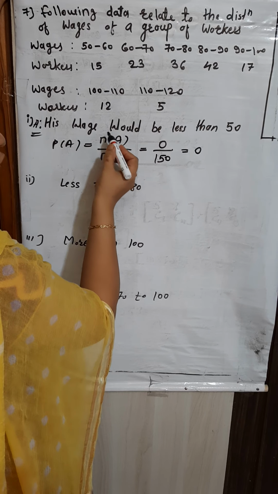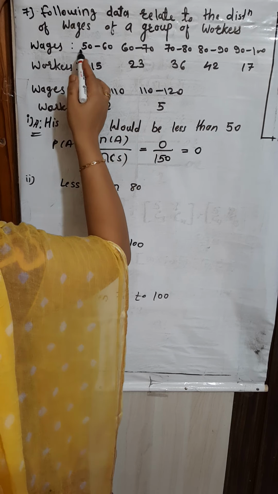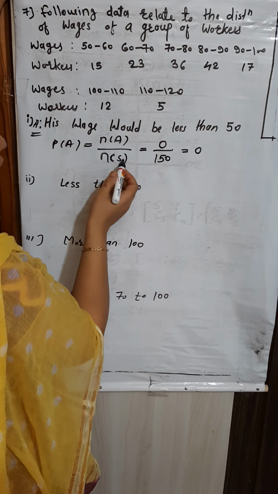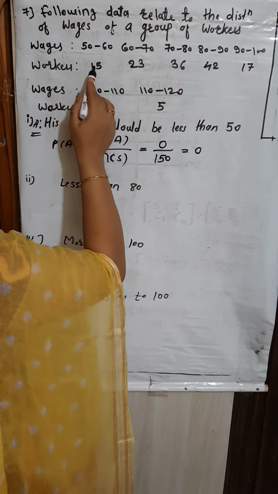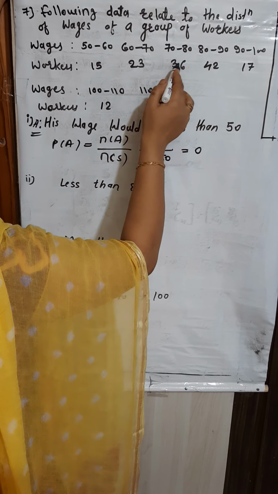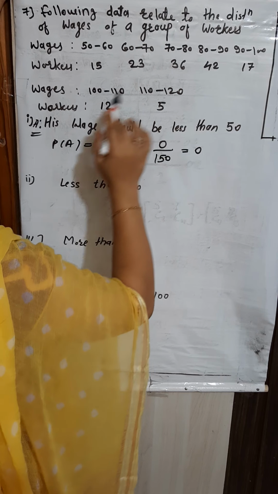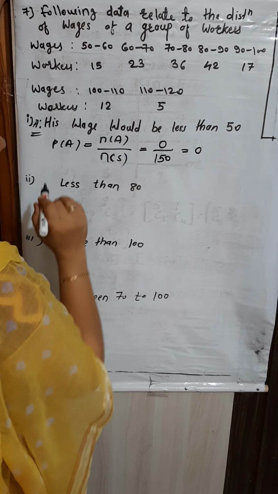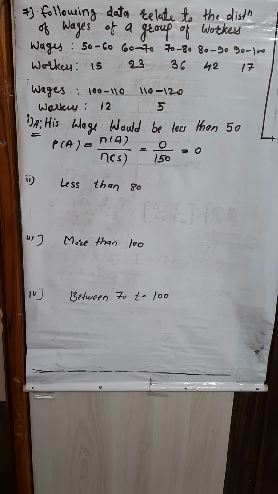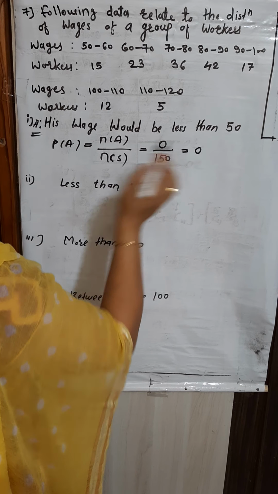Now we'll see how many workers are having salary less than 50, and then we'll write n of S, which means the total number of workers. If we take the total of this, 15 plus 23 plus 36 plus 14, 2 plus 17 plus 12 plus 5, we will get 150. Now the number of workers who are having salary less than 50 is 0. So the value is 0 by 150, which is 0.